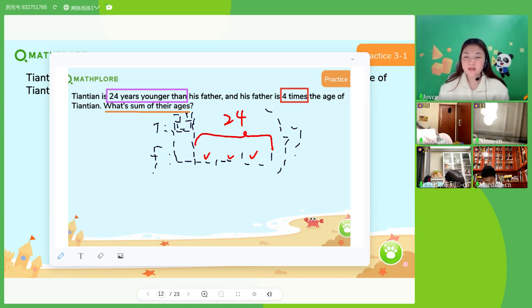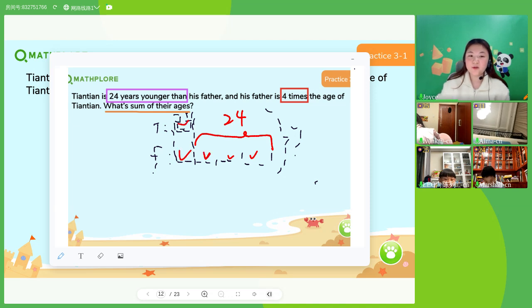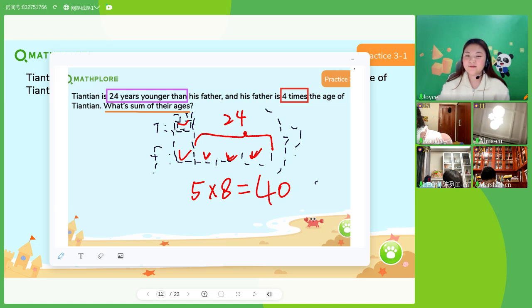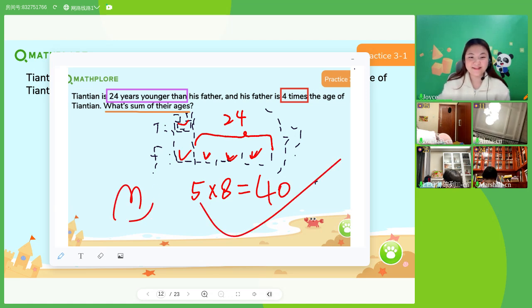Just try to count how many segments there are in total on the left-hand side. 1, 2, 3, 4, 5, right? Since every part equals 8, so 5 times 8 equals how many? 40. Good job. And that's the final answer. Okay, great.